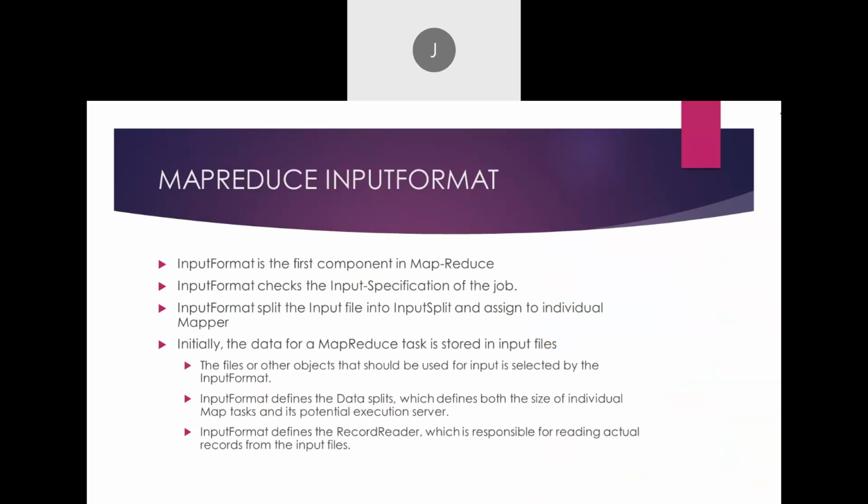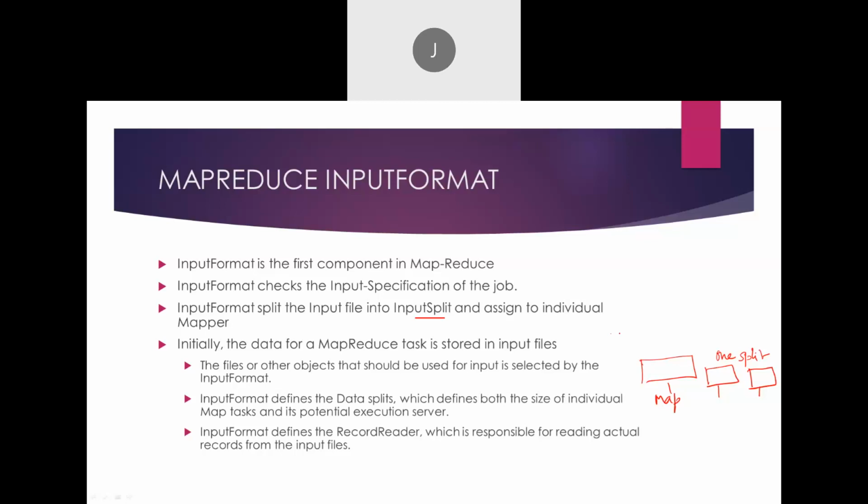About the input format, it is the first component in MapReduce. It checks the input specification of the job, splits the input file into input splits and assigns them to the individual mappers. Based on how many input splits there are, you will have your map tasks. Till now we have seen only one input split, so only one map task started. If there are multiple input splits, that many map tasks will start.